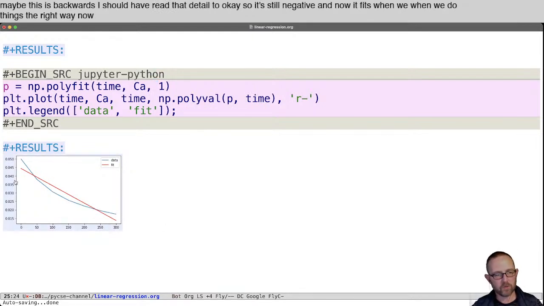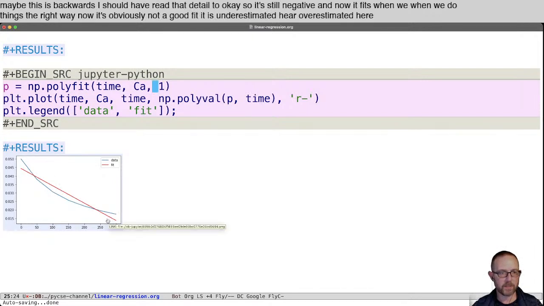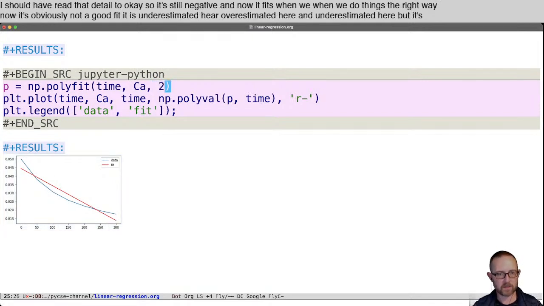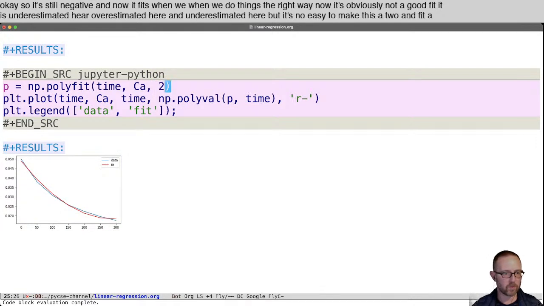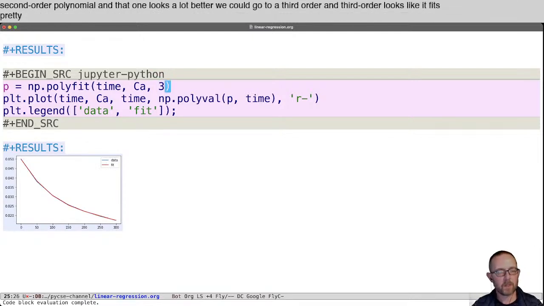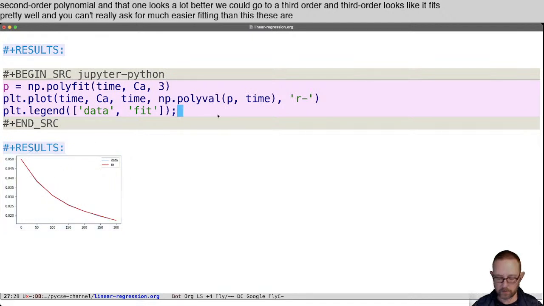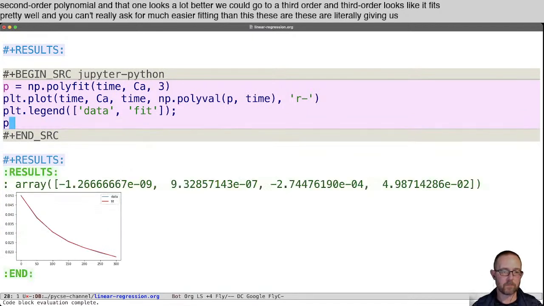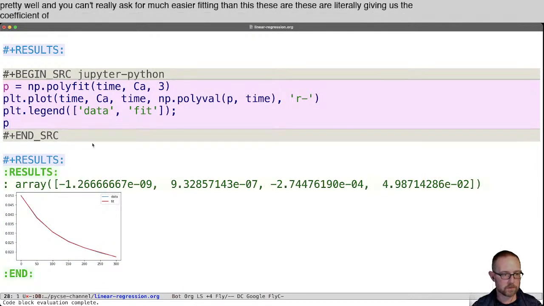Now, it's obviously not a good fit. It is underestimated here, overestimated here, and underestimated here. But it's now easy to make this a 2 and fit a second order polynomial. And that one looks a lot better. We could go to a third order, and a third order looks like it fits pretty well. And you can't really ask for much easier fitting than this. These are literally giving us the coefficients of this one is third order, so this would be time cubed, time squared, time, and the constant term.